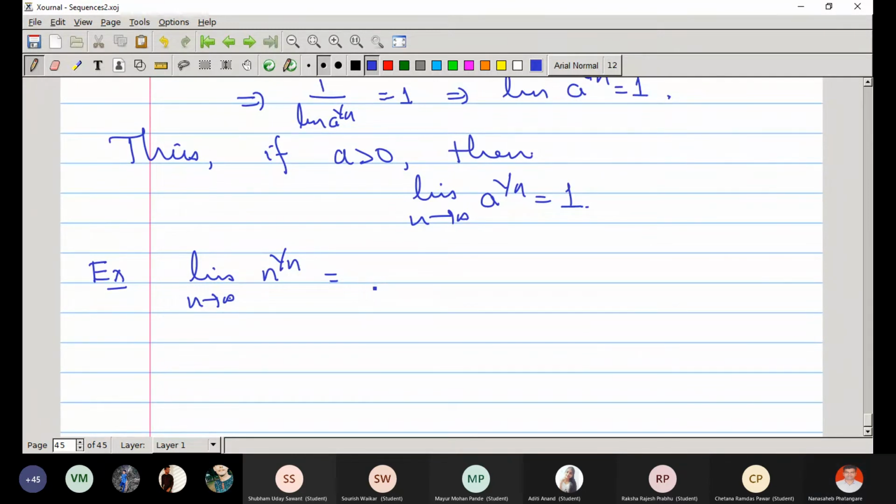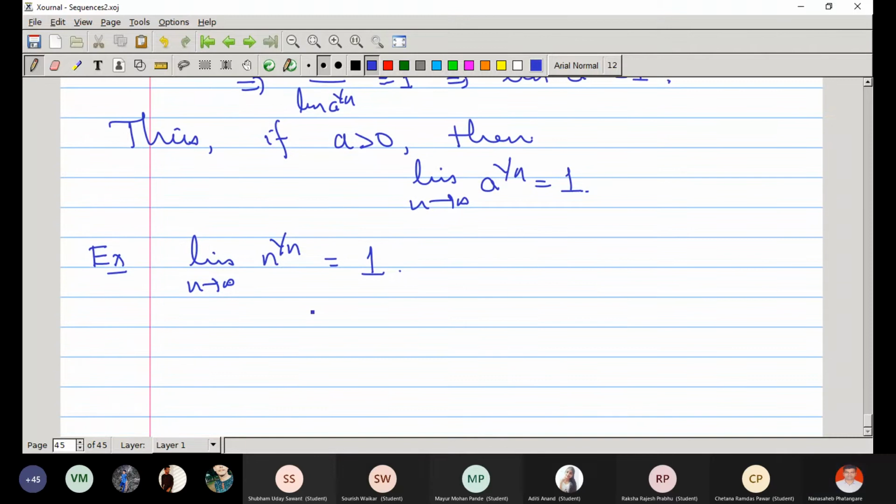Sir, 1. So this limit is also 1, but how to prove it? Let's try to prove this. So for n greater or equal to 1, n raised to 1 by n is greater or equal to 1. Is it correct? Yes, sir. Right. Therefore, n raised to 1 by n is some gamma n plus 1, and gamma n is a positive quantity because n raised to 1 by n is greater or equal to 1. So it is 1 plus something. So gamma n is greater or equal to 0.